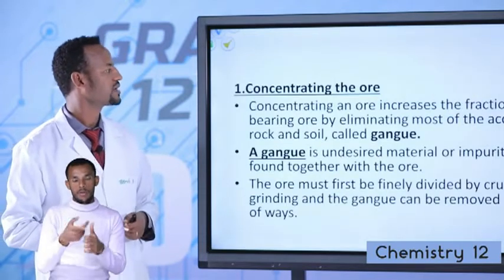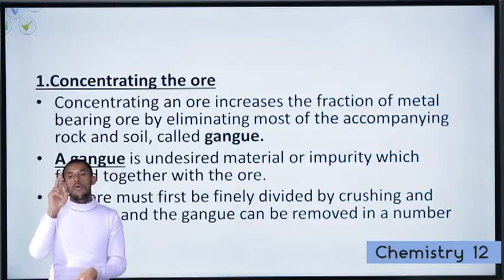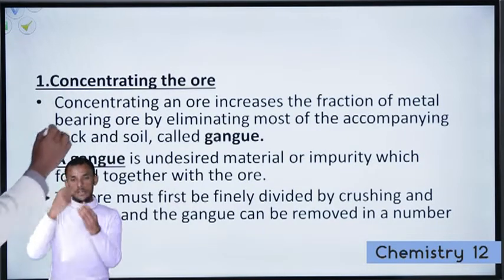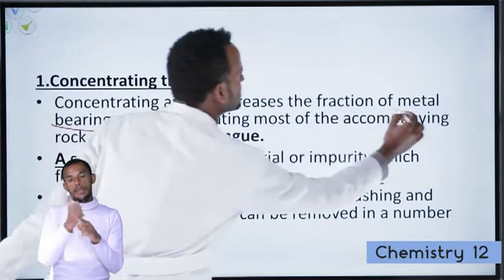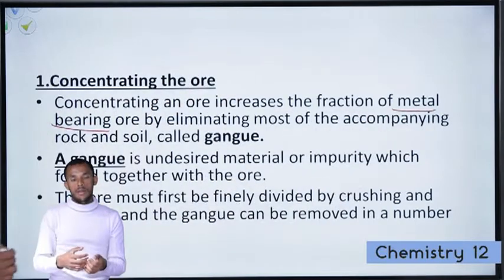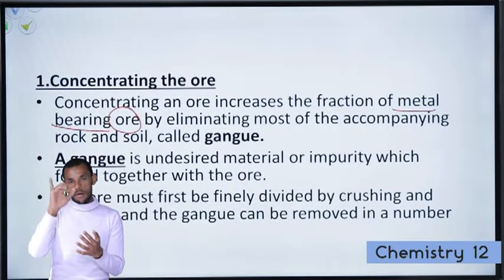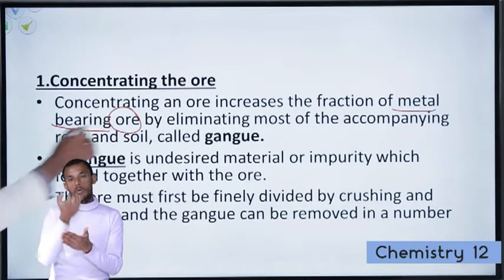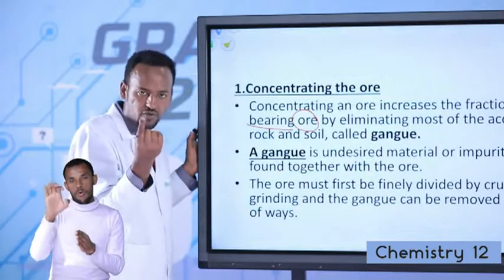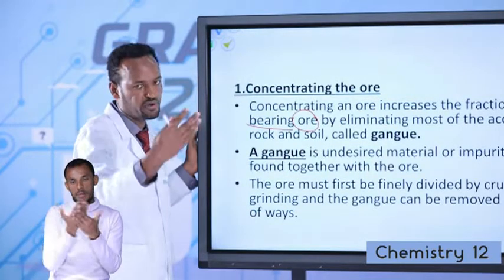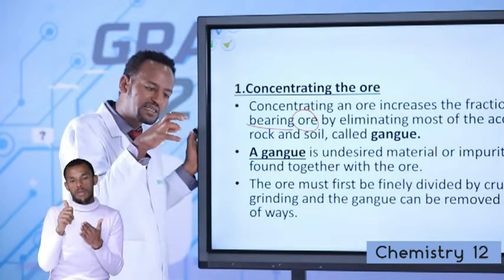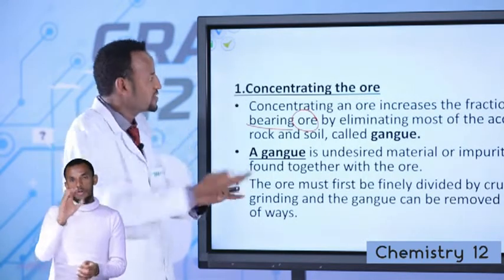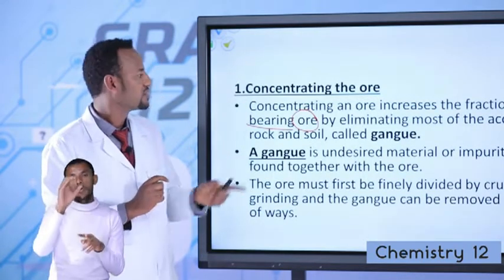The first point is concentrating the ore. Concentrating the ore increases the fraction of metal-bearing, metal-containing elements. Metal-bearing mineral material that can be easily and economically extracted is known as ore. Ore contains what? A metallic element, and also some impurities. But that metallic element can be extracted. Removing the impurities is concentrating the ore.